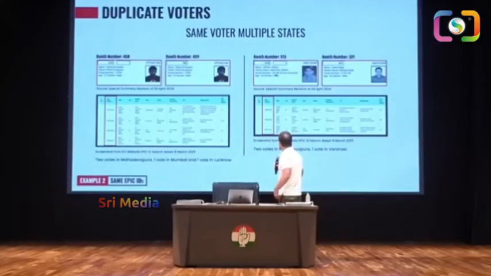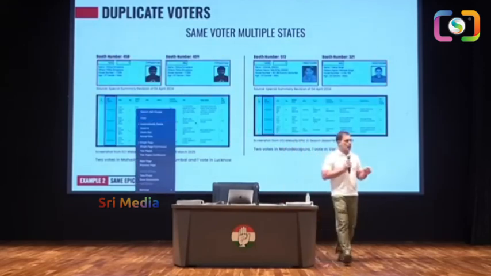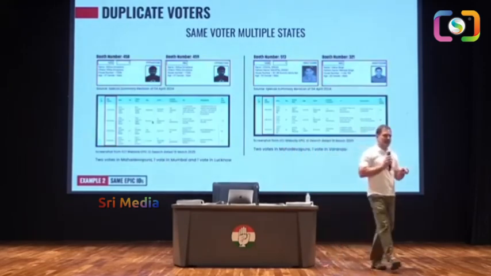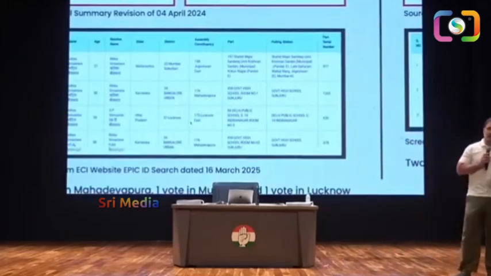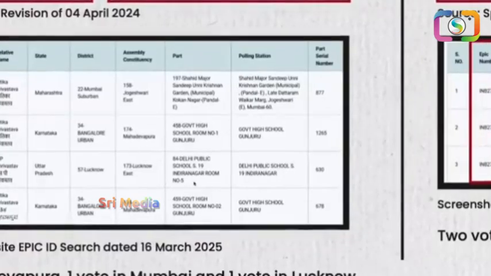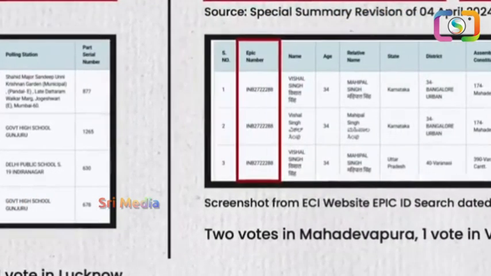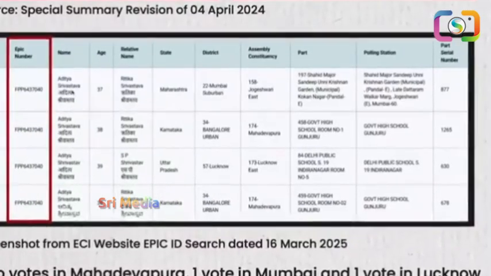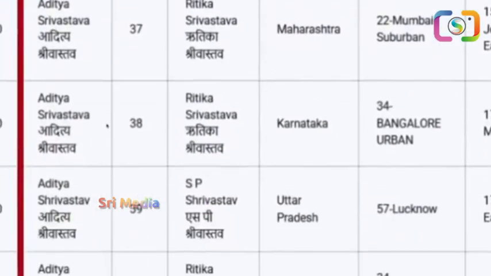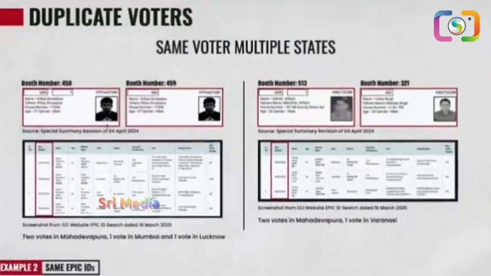Second example, same voter, voting in multiple polling booths in Karnataka, in the assembly, and also voting in Uttar Pradesh, voting in Lucknow, voting in Varanasi. Zoom in, show the name. This is the gentleman called Aditya Srivastava. Just zoom out for a second. Yeah, just zoom into the top 2 there.